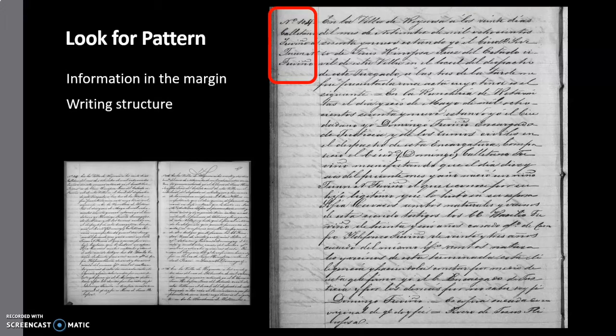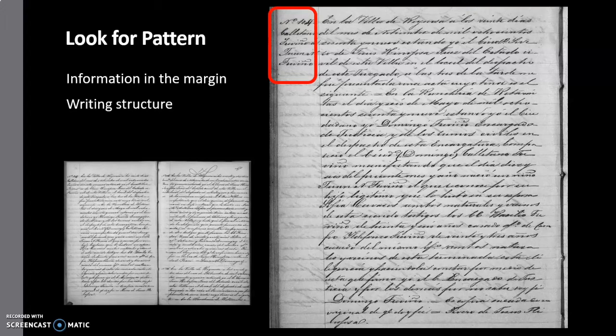But not always. Some records, in different states, are different. Sometimes it'll just list the name of the child. If someone hands me this record, I can tell that this is a civil registration because the first line says "en la Villa de Reynosa." Civil records usually always start that way, saying "in the town of."